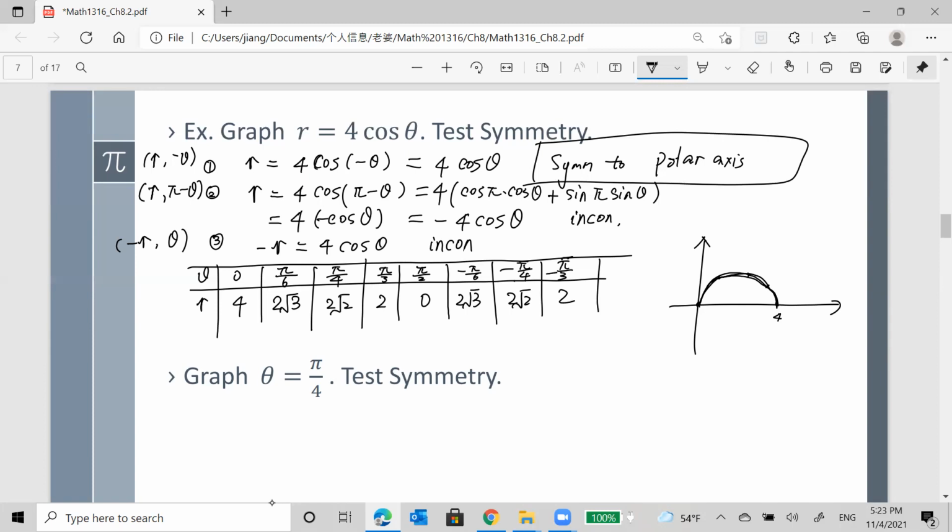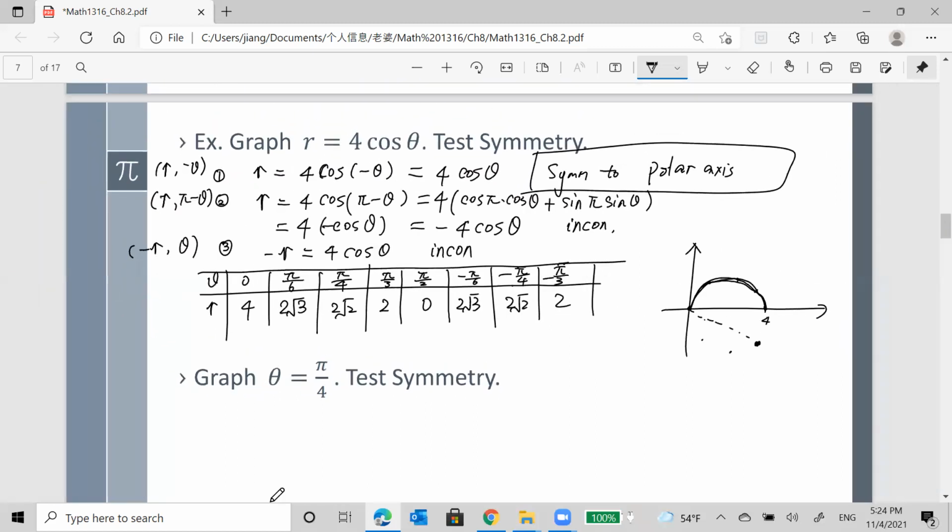So negative pi over 6 is here, 0. Go to this one. And here, the distance from here to this point is 2 times square root 3. So this point, and this is this point, and this one is the point here. So line them up. Okay, so this is a circle. Let me line them up. I got a circle. Its center is here.